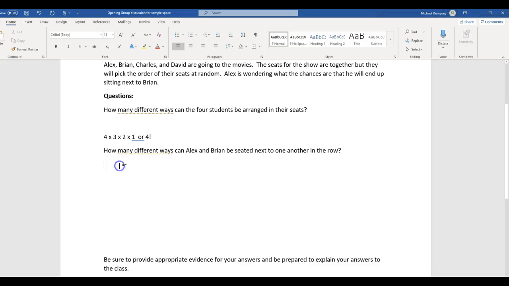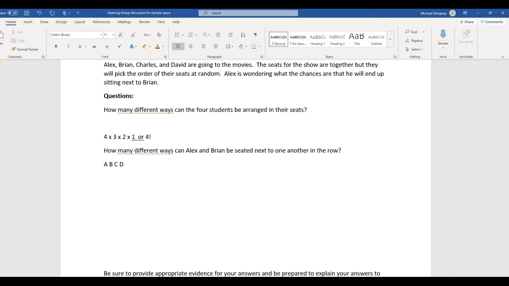So the next question was, how many different ways can Alex and Brian be seated next to one another in the row? So in this case, the order mattered. This is what we call a permutation. Like, if Alex is here, and then Brian's here, and then we have these 2 guys sitting here, well, this is not the same as Brian, and then Alex, and then Charles and David. And it's also not the same as Alex, and then Brian, and then David, and then Charles, and then we also would have Brian, Alex, David, Charles.